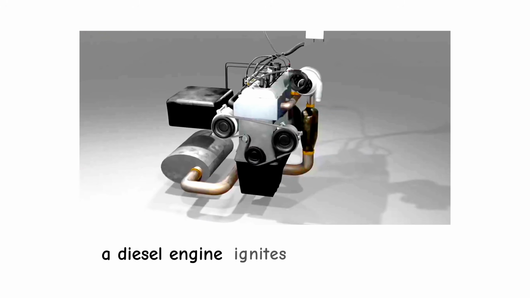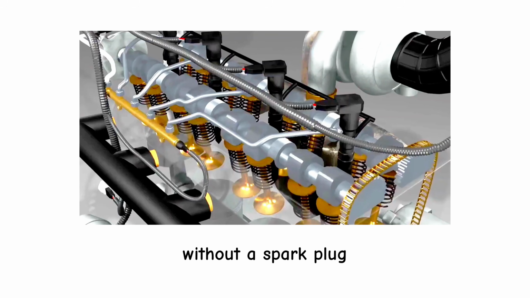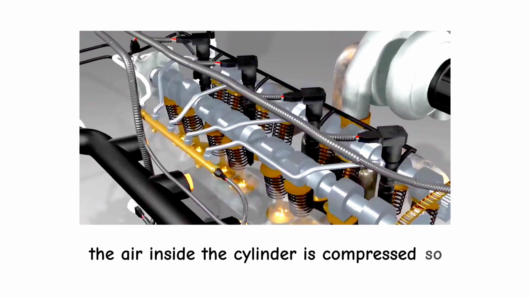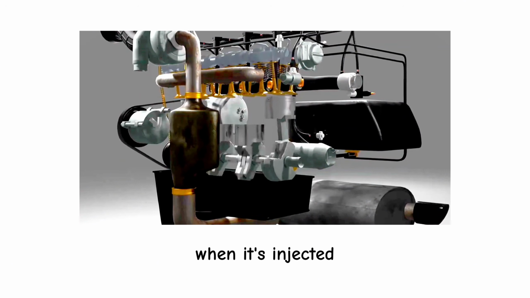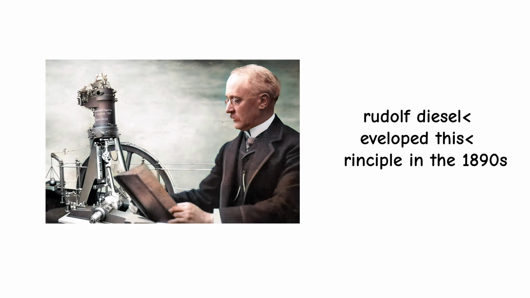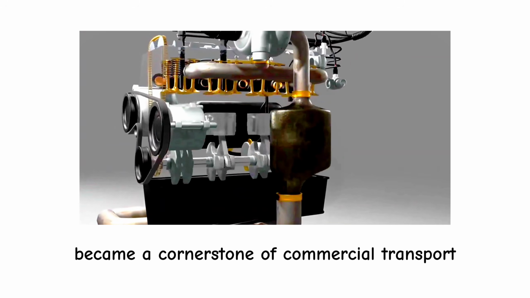Diesel engine. A diesel engine ignites fuel through heat created by compression alone, without a spark plug. The air inside the cylinder is compressed so tightly that it becomes hot enough to ignite the diesel fuel when it's injected. Rudolf Diesel developed this principle in the 1890s, and the engine became a cornerstone of commercial transport.